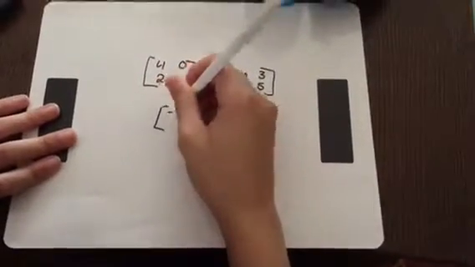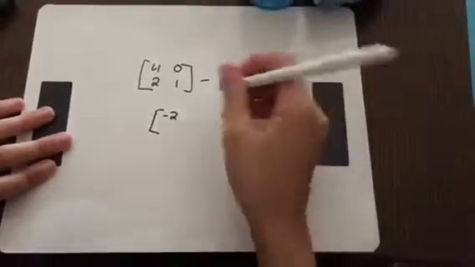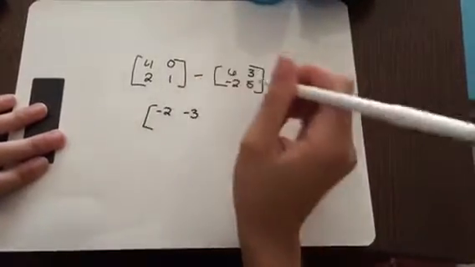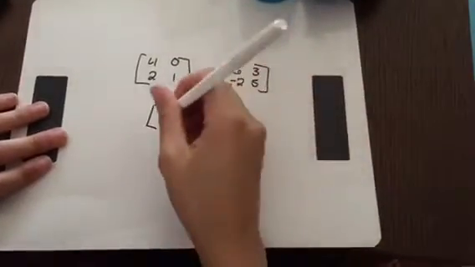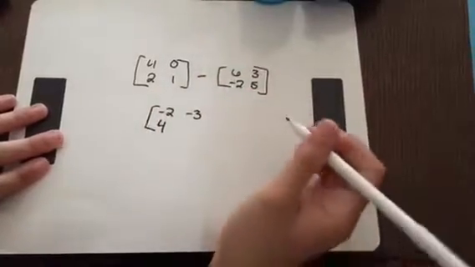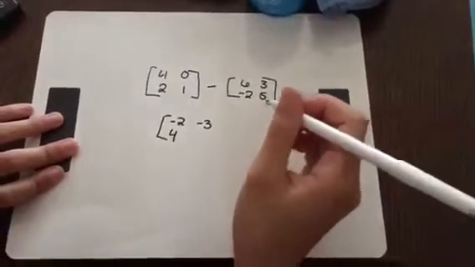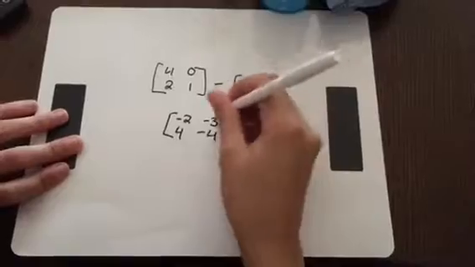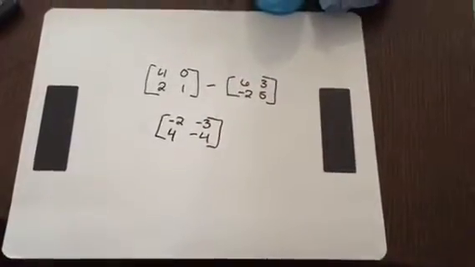So for this, you're going to get 4 minus 6, -2, 0 minus 3, -3, 2 minus -2, 4, and 1 minus 5, which is -4. So that is how you subtract matrices.